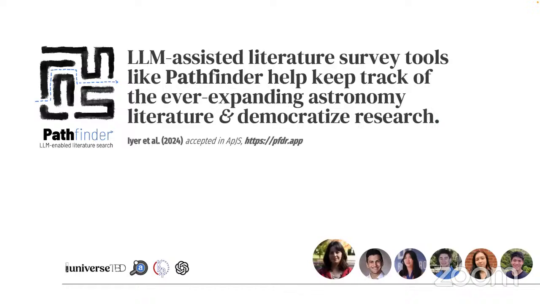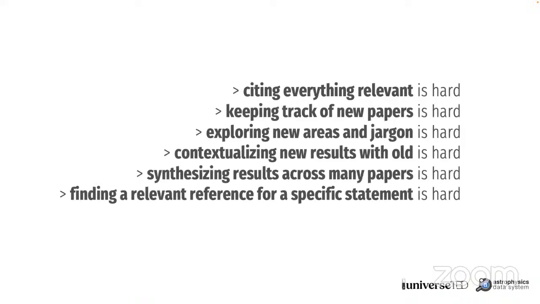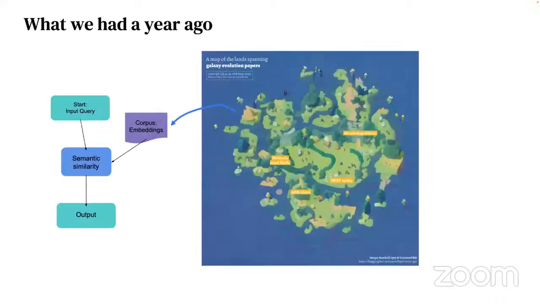All right. This I'm just going to tease. I might do an open mic on this, but Pathfinder was something I presented last year as a really nice way of talking to literature in a regime where literature is always expanding. So there's all these things that I said we wanted to do. And last year we had this really simple way of saying that, if I have a question, I take that question, I put it in context in a space of galaxy evolution papers, and then I use that to find similar papers and answer the question.